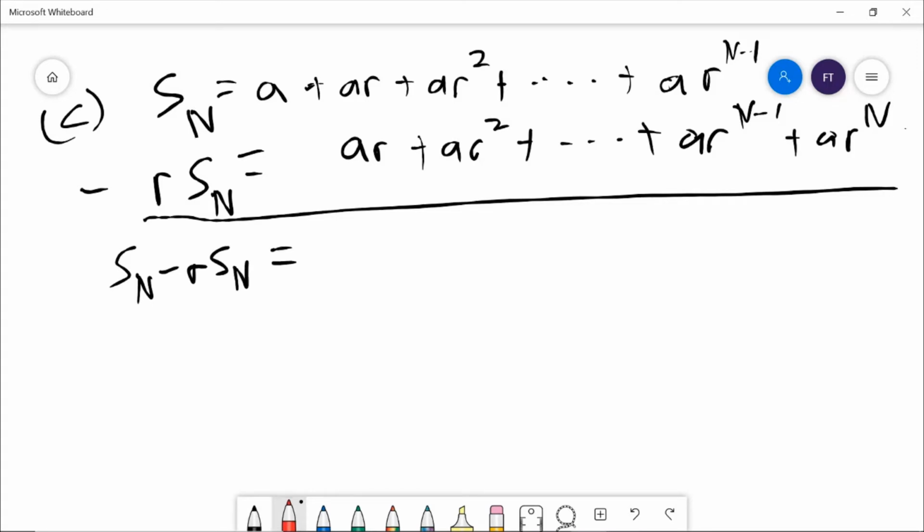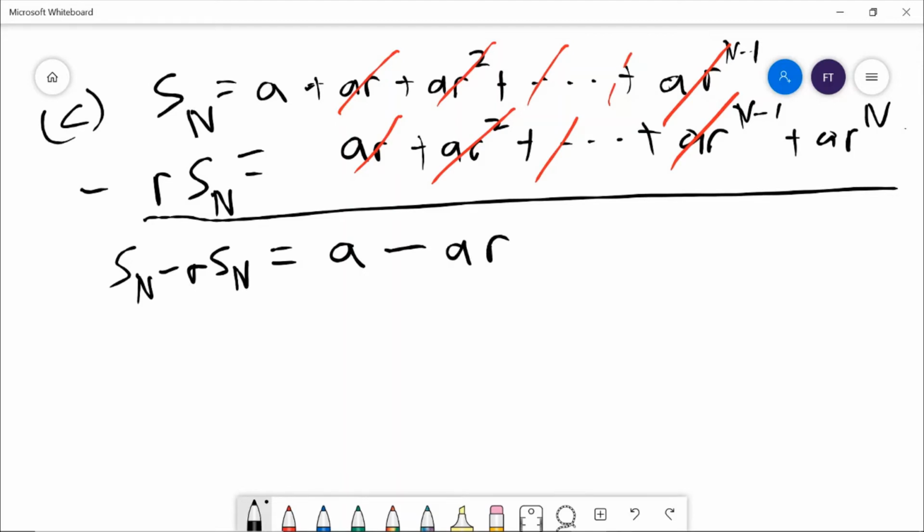Now on the right side, we look at these terms, and there's a bunch of things that cancel out. So this AR, we're subtracting an AR there. This AR squared, we subtract that there, and there's going to be AR cubed, and so on. Turns out every term is going to cancel out except the first and last terms. And so what we're left with here is this A, minus A times R to the n.